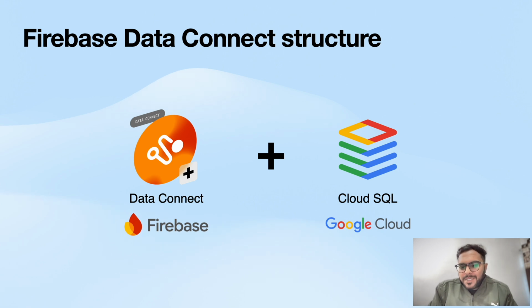Cloud SQL is basically a managed service from Google Cloud, where you can run any flavor of relational database. So you will have a Cloud SQL server instance running, and then you'll have a Data Connect instance running. These two are required to have your Data Connect running, because we talk about a relational database, and we need to have it somewhere, right? So Cloud SQL is the place for that. And when we talk about Data Connect, it's in the Firebase environment.